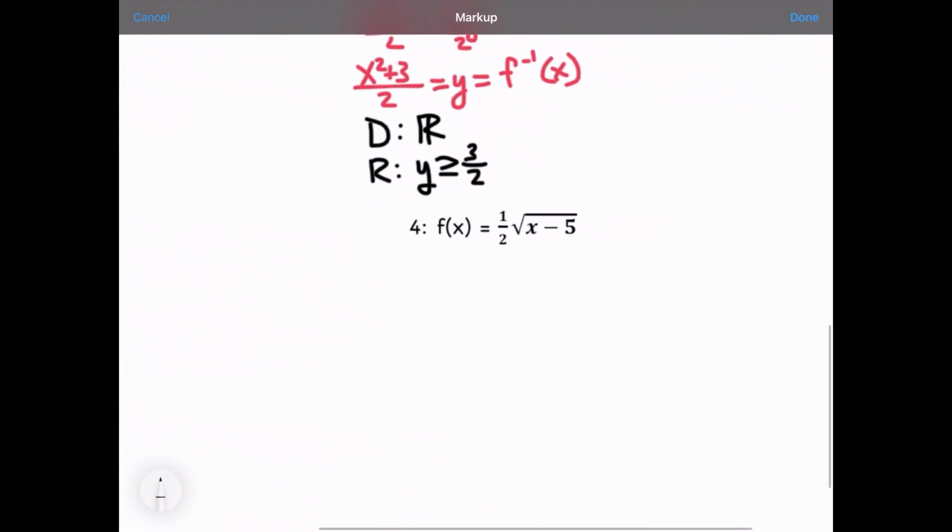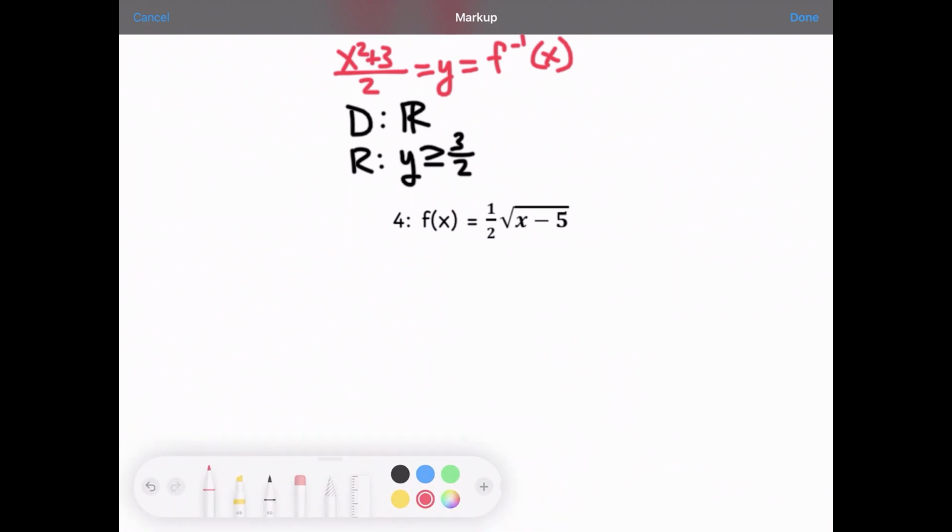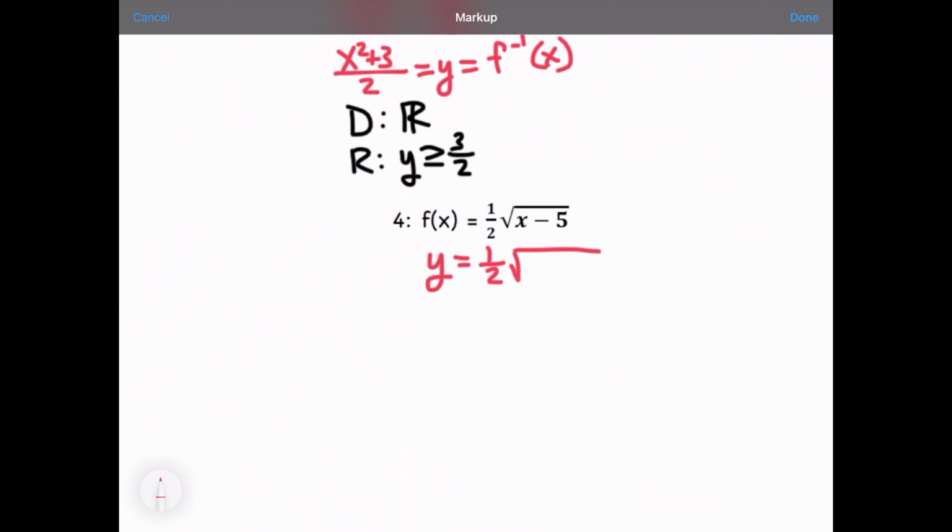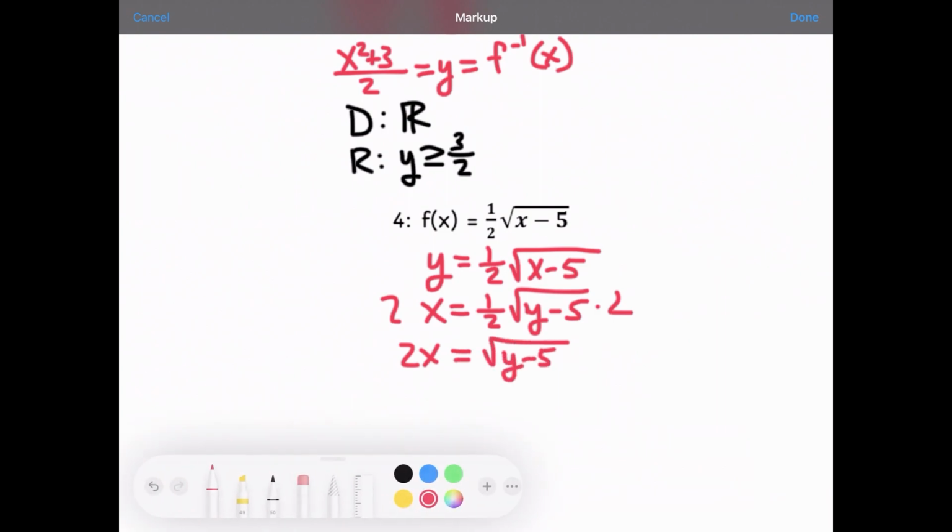And then we move to number 4, where we start with something with the square root, 1/2 square root of x minus 5. We switch x and y. So x equals 1/2 times the square root of y minus 5. And now we're going to solve. So we have to multiply both sides by 2. So we have 2x equals the square root of y minus 5. To get rid of the square root, remember, we have to square both sides.